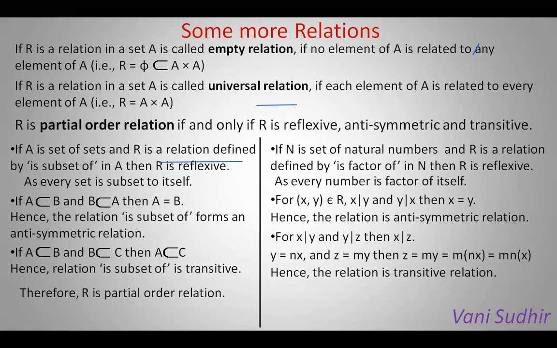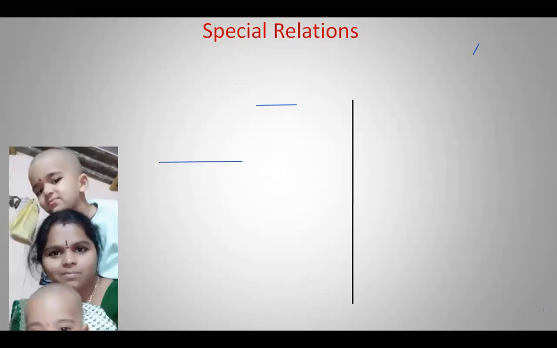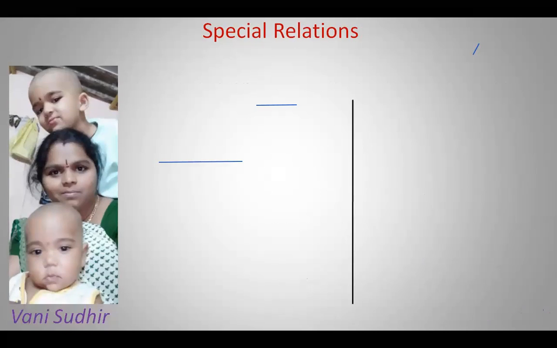Hence the relation is transitive. Therefore, this is also a partial order relation. "Is a factor of" is a partial order relation. Now we'll come to the last slide, that is special relation. By seeing this picture, you will come to know what relation I am going to talk about.